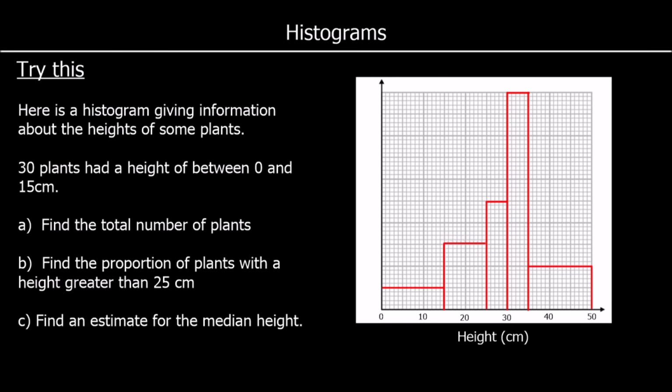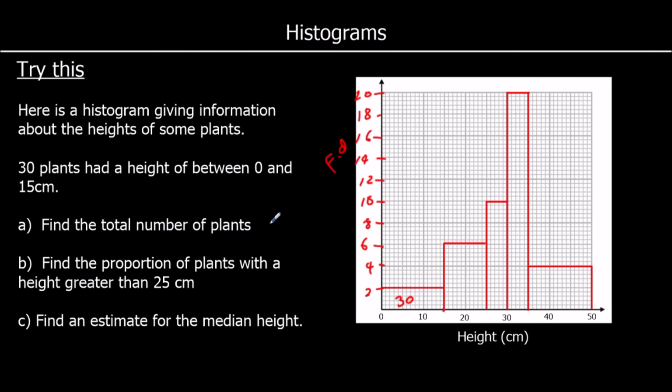So we've got the heights of some plants, and we are told that 30 plants had a height between 0 and 15. So this is 30 plants. So what is the frequency density? It's got a width of 15, an area of 30. 15 times what makes 30? That's 2. So it's 2, 4, 6, 8, 10, 12, 14, 16, 18, 20 on the frequency density.